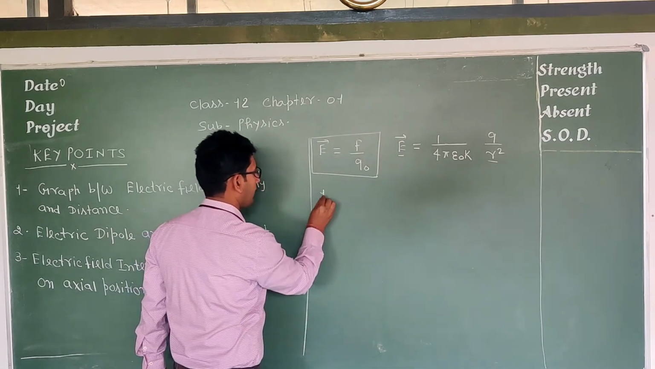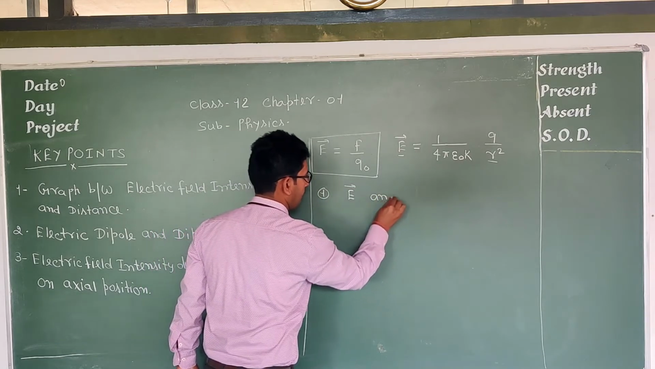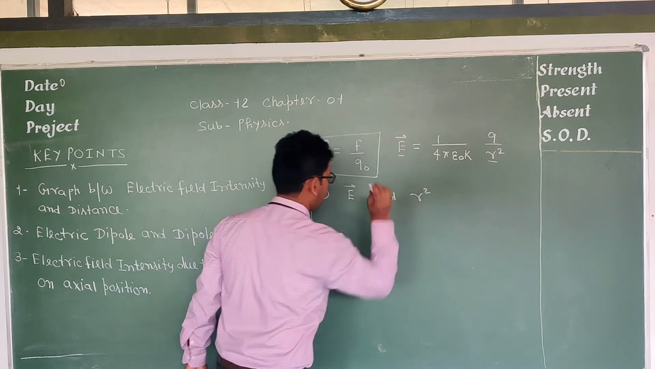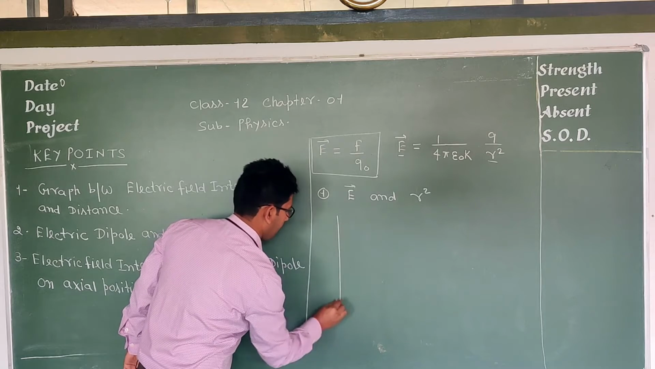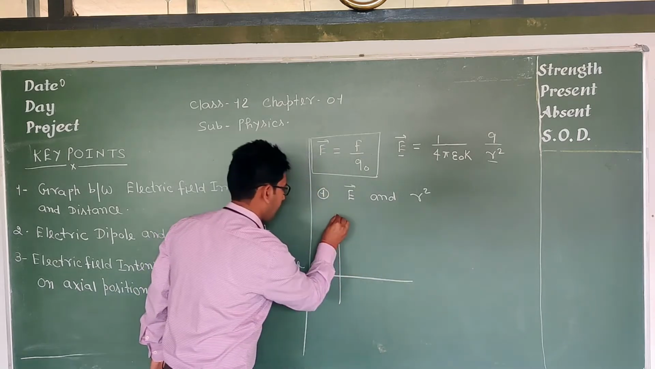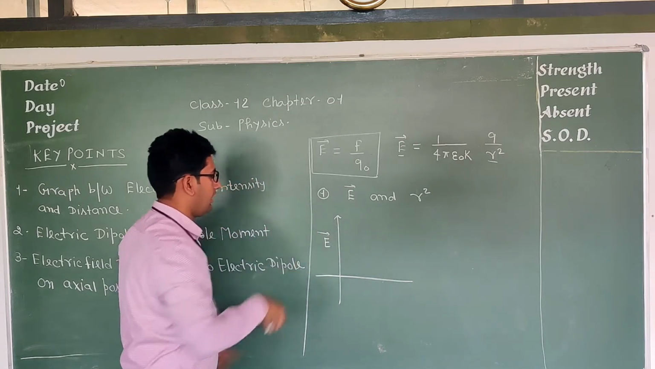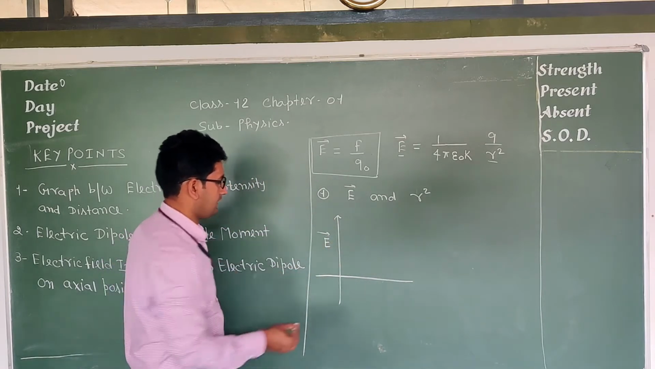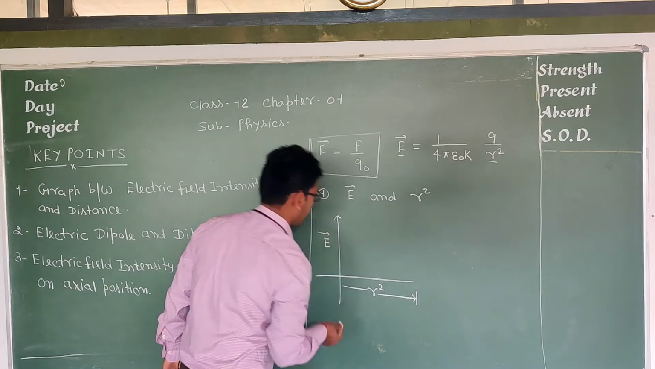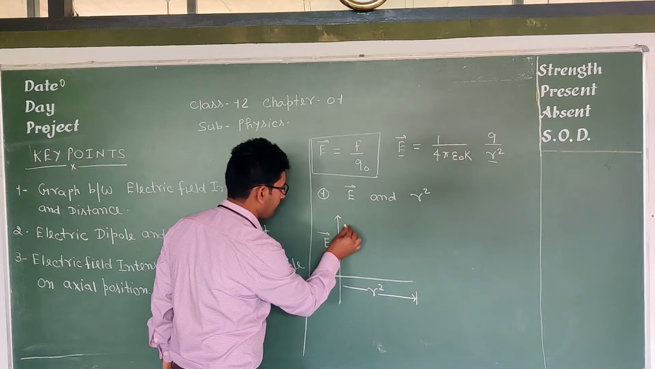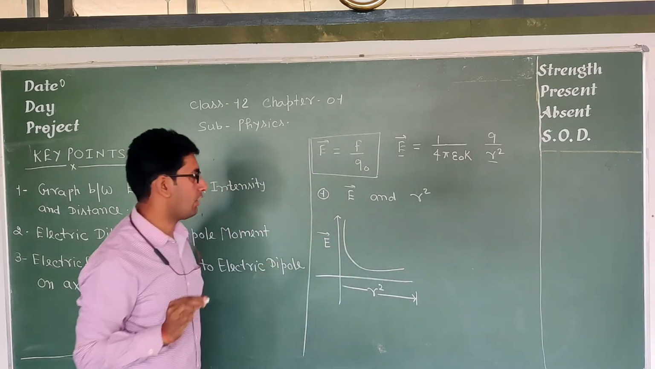If we draw the graph of E and R square, if we draw E on this axis and R square on this axis, then the graph of this will be in this form. It is a very important graph.